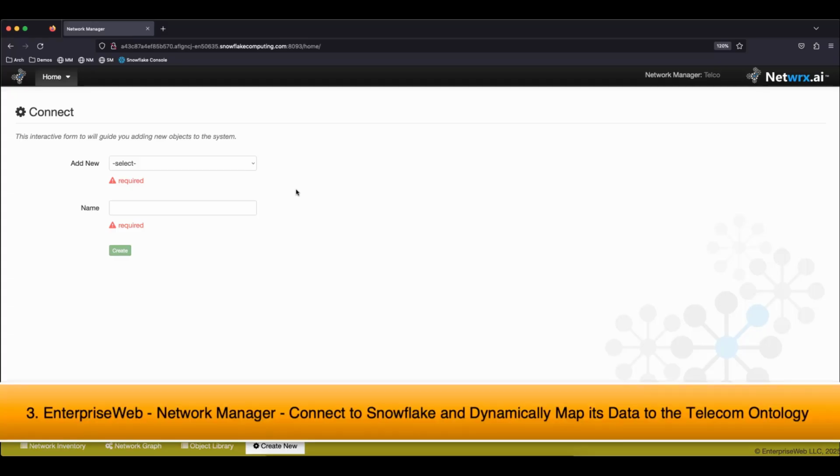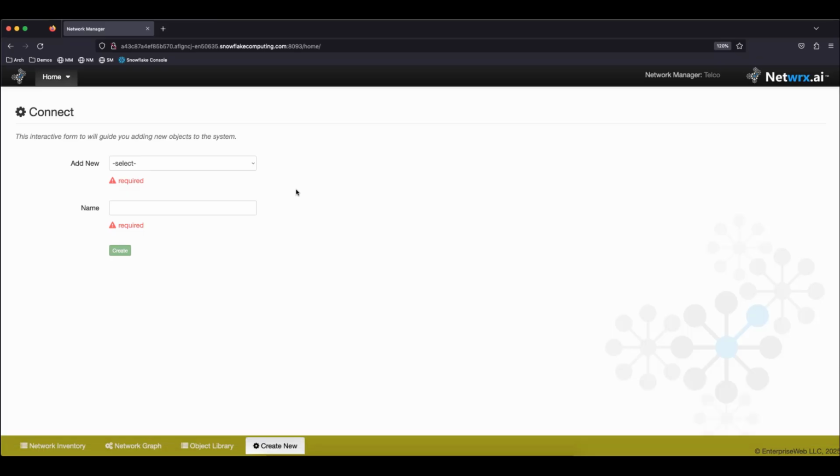Okay, now I'm back in the network manager from EnterpriseWeb. I'm playing the role of a NetOps engineer who wants to onboard a new data source. In this case, I want to connect to my Snowflake repository.